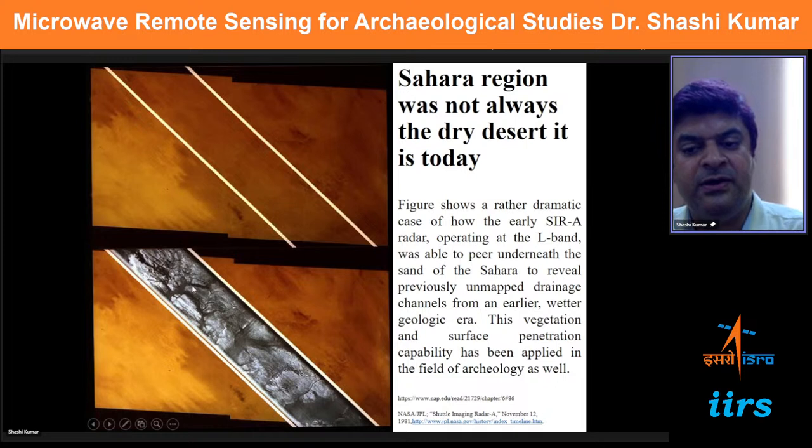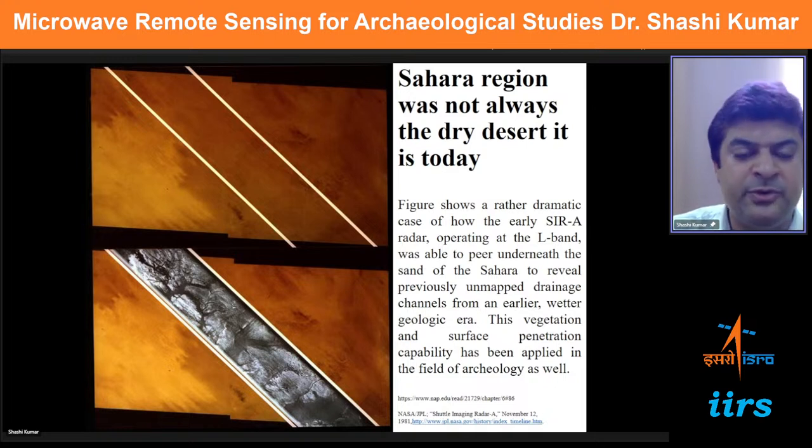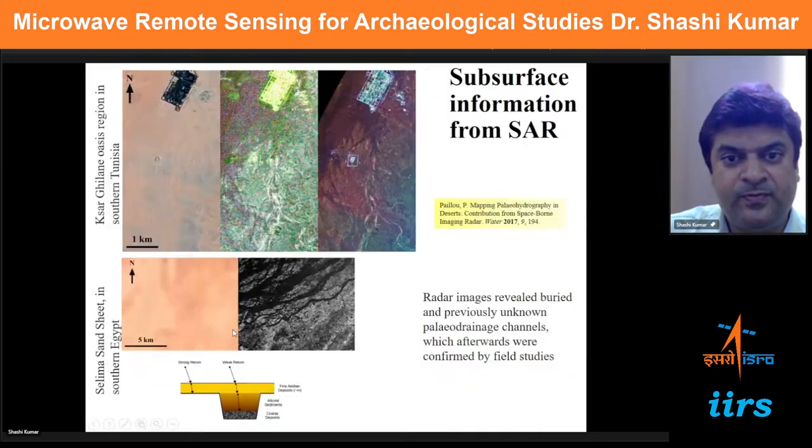Here you can see that the subsurface features are showing paleo channels. Paleo channels are there, so it gives strong support to the hypothesis that the Sahara was not always a desert in the past. If the paleo channels are there, it means that when these channels were active, there might have been greenery at that time in the past. But currently, this is completely a desert area.